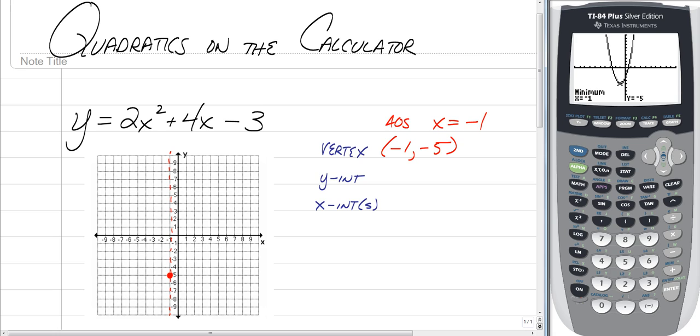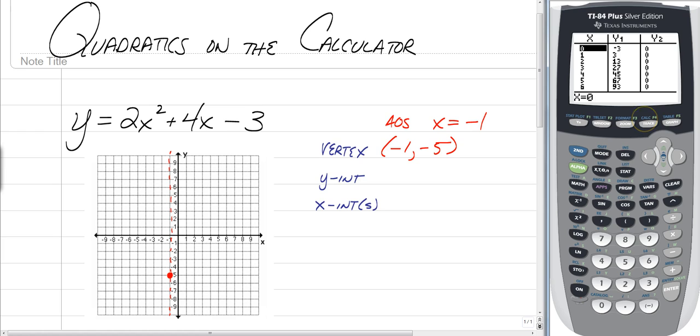Another thing that we can do is find y-intercepts. Now, y-intercepts are extremely simple to do. All you have to do is look at your table. So you click the second button, and you click the graph button. And instead of giving you a graph, it's going to give you a table. Now remember, a y-intercept is always when x is 0. So all you have to do is go to where x is 0 and look at your y value. So your y-intercept is at 0, -3.